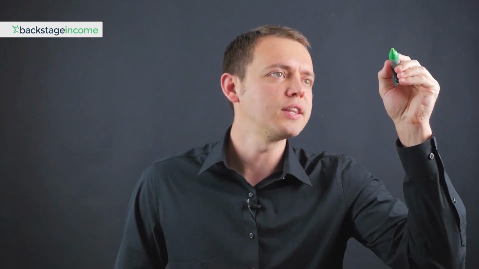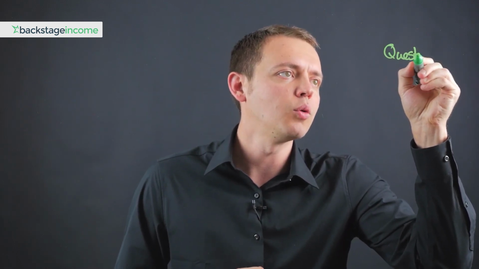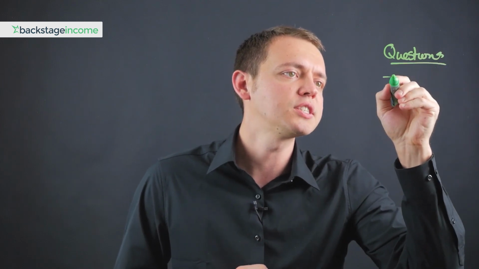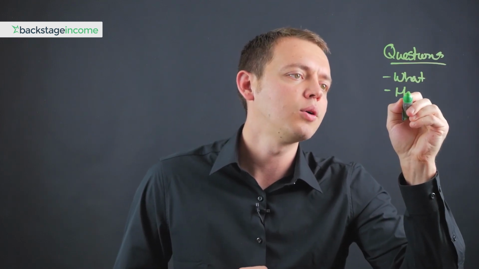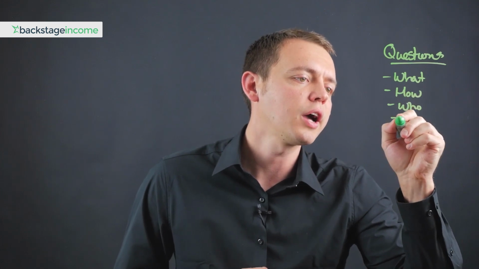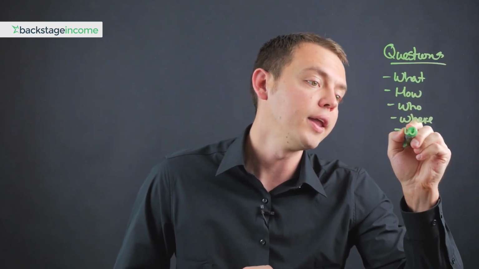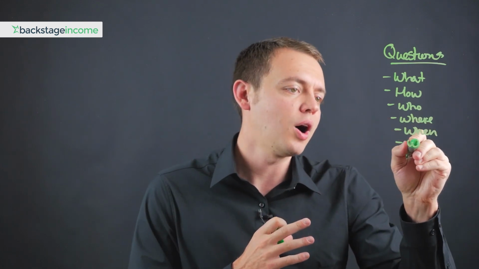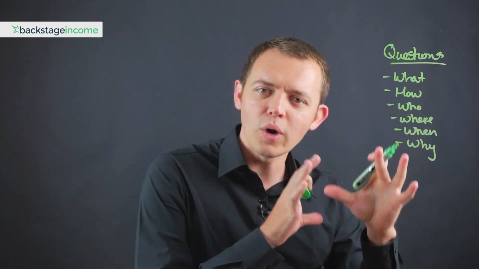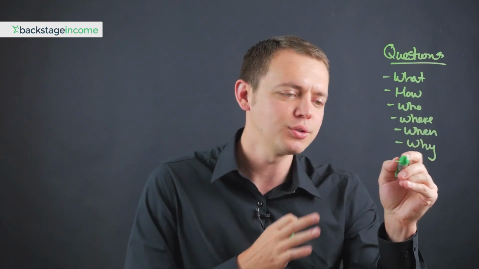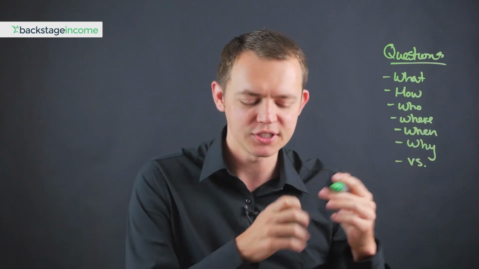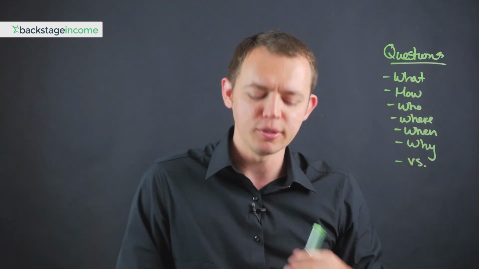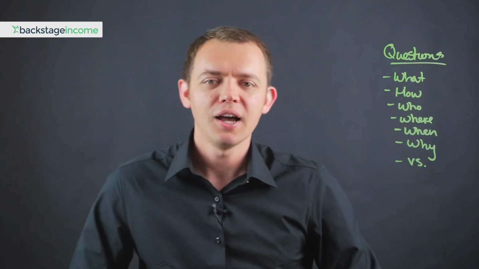So when you go with this, again, I want you to start thinking about these few words, and these are the question words. As we go with this, think of what, how, who, where, when, and also why is a good one. So anything that's got a question-based concept. Now, you can also do compare and contrast, such as this versus that. But this is a good starting point for you to start thinking about as you create the outline.